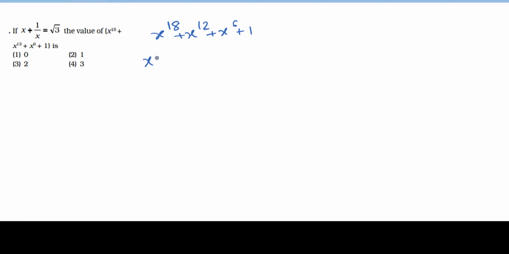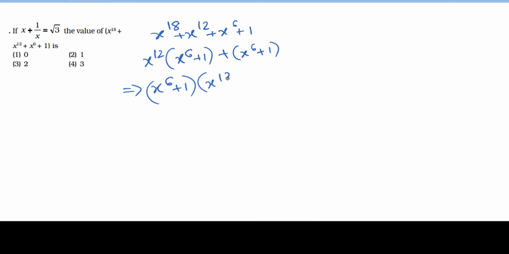Yeah, we can take x power 12 common, right? And this becomes x power 6 plus 1 plus x power 6 plus 1. Now this becomes x power 6 plus 1 into x power 12 plus 1. We are taking x power 6 plus 1 common. Now we need to find this value and this value.